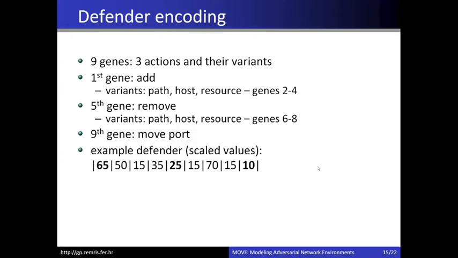The same logic is used for the defender encoding, where we have 9 genes, 3 actions and their variants. The first gene denotes the add probability, this one denotes the remove probability, and this one denotes the probability of moving a port. If, for instance, an add action is chosen, then these 3 genes decide whether it's going to be adding a path or a host or a resource. Of course, we have limitations to all of those, and this is generated in each turn, in each action.